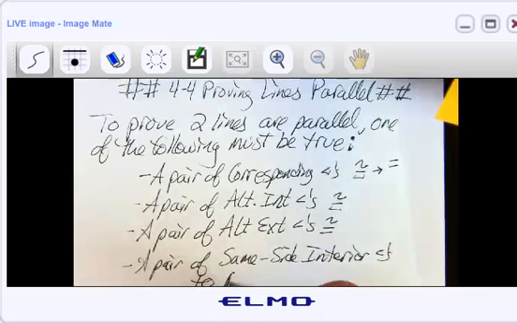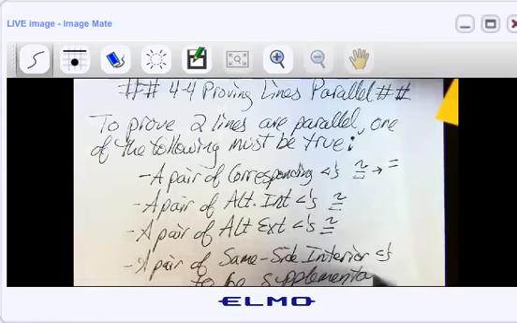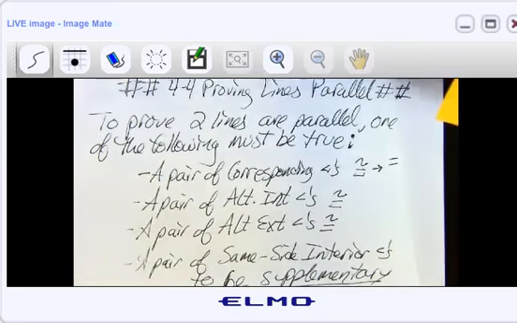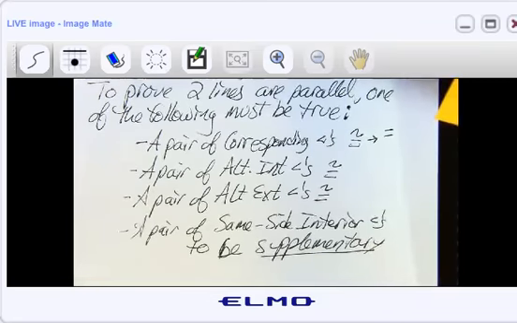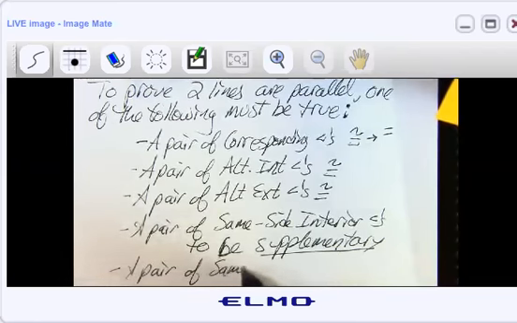I want them to be supplementary. I don't want them equal. I want them supplementary. So remember, that just means that they add together to be 180. That's what I'm looking for. If I have two same side interiors and they add to be 180, my lines have to be parallel. And then my last option, the last of the 5 ways to prove without a doubt that 2 lines are parallel, is to do the pair of same side exteriors also being supplementary.